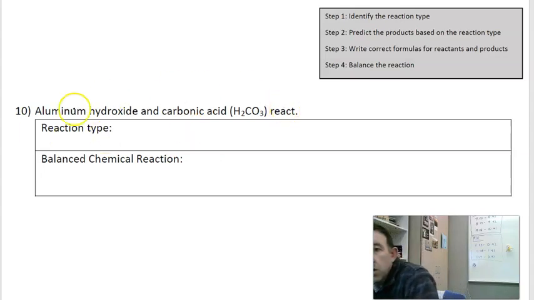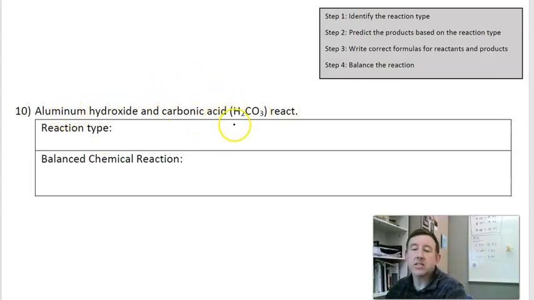Okay, last one, aluminum hydroxide and carbonic acid. And conveniently, Mr. Huber gave you the formula for carbonic acid. We haven't talked about acid names and formulas yet. All right, so aluminium, if you are from the other side of the pond.